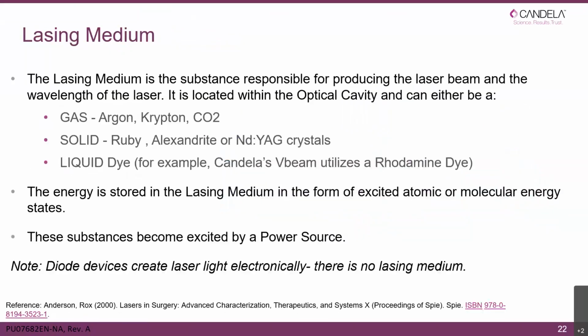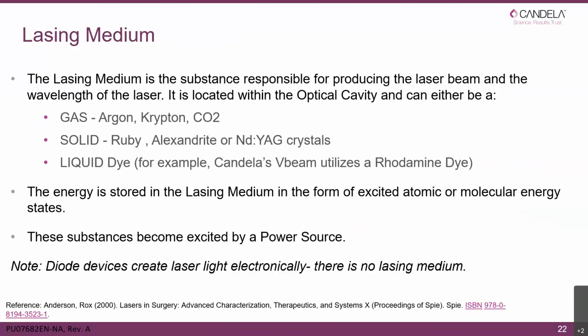The lasing medium is the substance that's responsible for producing the laser beam and the specific wavelength of that laser. We have a number of different types of lasing mediums. We can have gas, which is typically something like argon or carbon dioxide. Solid medium lasers are crystals, so you could have a ruby laser, or more likely an alexandrite or an Nd:YAG crystal. And then we have liquid, which is, for instance, the V-beam, also known as a pulse dye laser. The dye being the clue in the name because this is using a liquid. With our V-beam, it's a rhodamine dye that we're using.